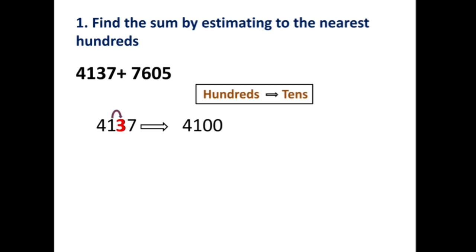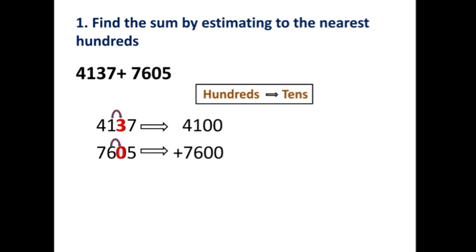Let's copy the next number, 7605. Here, which number is in tens place? 0 is in tens place. Now, we need to do the comparison between 0 and 5. 0 is less than 5. So what will we do? We keep 6 the same and tens place and ones place become 0. So the answer is 7600.